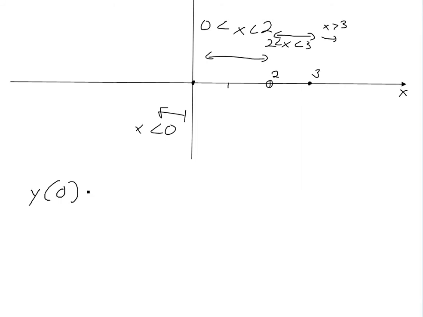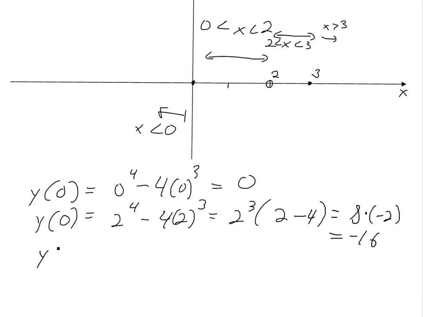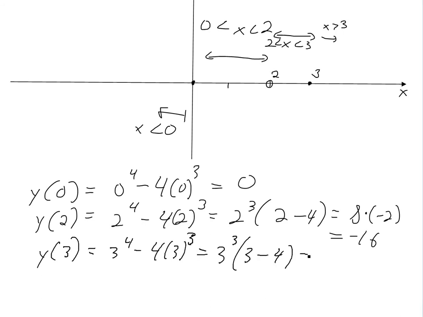So y of 0 here is just equal to 0 to the 4 minus 4 times 0 cubed. This just equals 0. And then our other point, the possible inflection point, y of 2. This is going to be 2 to the 4 minus 4 times 2 cubed. Taking the common number out to simplify our calculation, just take 2 cubed out. So we're going to have 2 cubed times (2 minus 4). This just equals 8 times negative 2, and this equals negative 16. And then our final critical number, y of 3, equals 3 to the 4 minus 4 times 3 cubed. Again, we can take out the common number, which is 3 cubed. This equals 3 cubed times (3 minus 4). This equals 27 times negative 1, which equals negative 27.